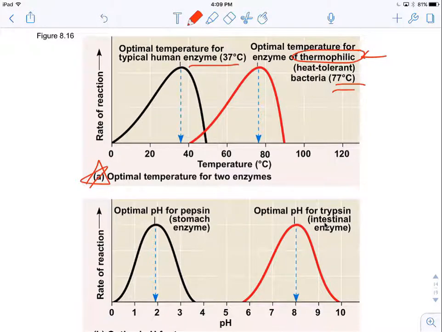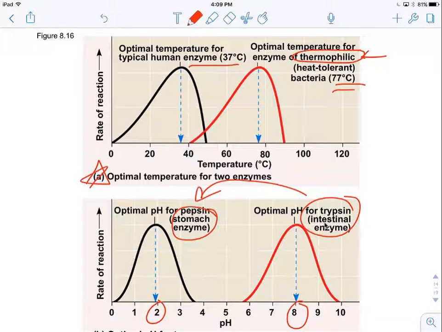So optimal pH is kind of the same. So if you have an enzyme that's in your stomach, the optimal pH is the pH of your stomach, pH 2. Okay. Trypsin is an enzyme in your small intestines. Okay, the pH in your small intestines is right around 8. So the optimal pH for trypsin would be pH 8. Okay, and if you change the pH, if you put trypsin in the stomach, it would not do so great. And of course, the optimal temperature for both of these, since they're in your body, is 37 degrees Celsius.